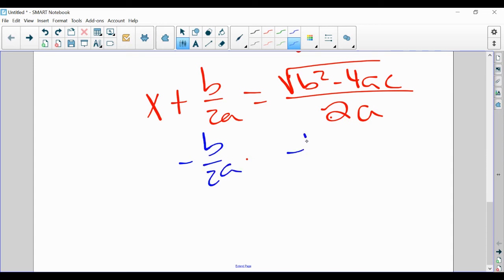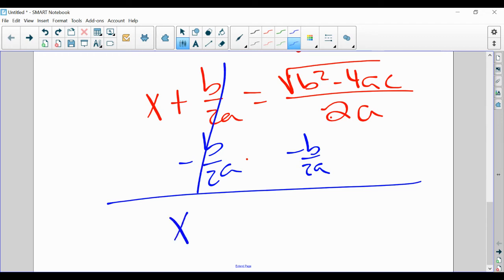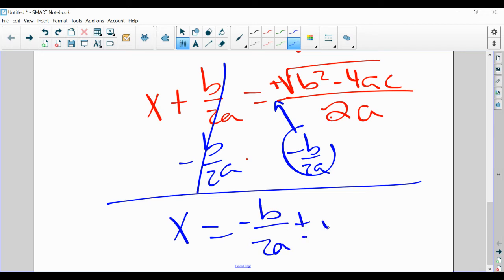So minus b over 2a minus b over 2a, and I am left with x is equal to, we'll just put this thing right out in front. Oh, I forgot, that's a plus or minus. We're going to put that thing right out in front. Negative b over 2a plus or minus the square root of b squared minus 4ac over 2a.